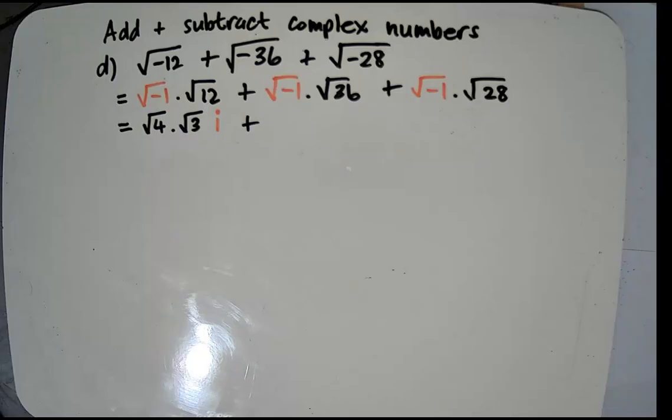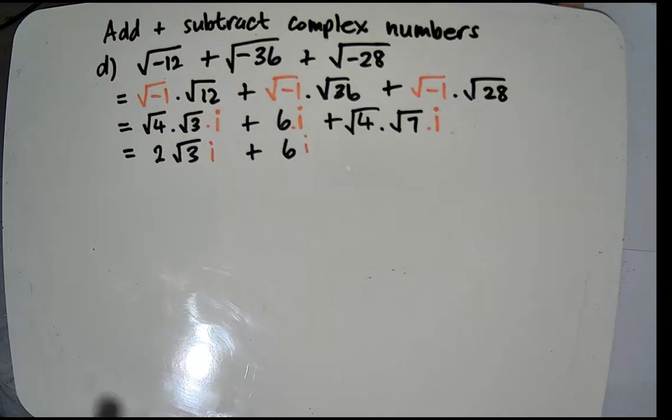Okay, so breaking up the square root of 12, we get the square root of 4 times the square root of 3i, plus the square root of 6i. And then for 28, we'll get root 4 root 7i. In the next line, the square root of 4 will give us 2 root 3i plus 6i plus 2 root 7i. So the square root of 4 is 2.